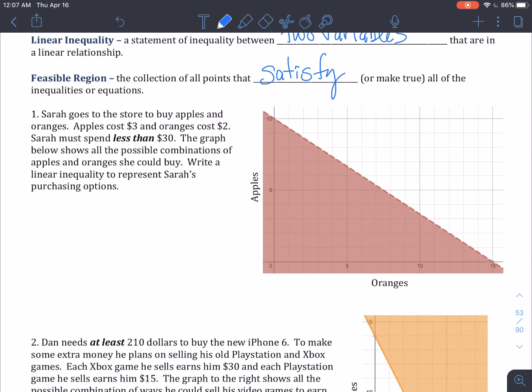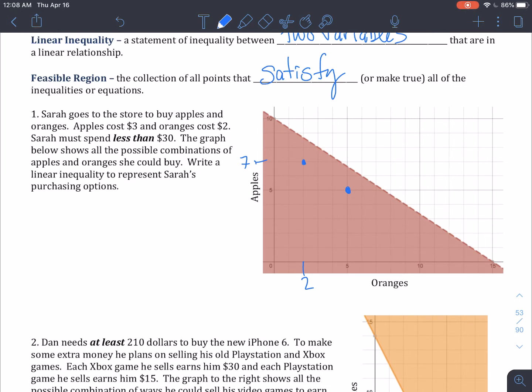So what does it mean that this represents all possible combinations? For instance, I see a point right here, and that's the point 5, 5. So that's 5 apples and 5 oranges. Well, 5 apples would cost $15, and 5 oranges would cost $10, so that's $25. That's a combination Sarah could purchase. If we pick another point, like this point here, that is 2 oranges and 7 apples. Well, 7 apples cost $21 and 2 oranges cost $4, so 21 and 4 is 25, so that one works.